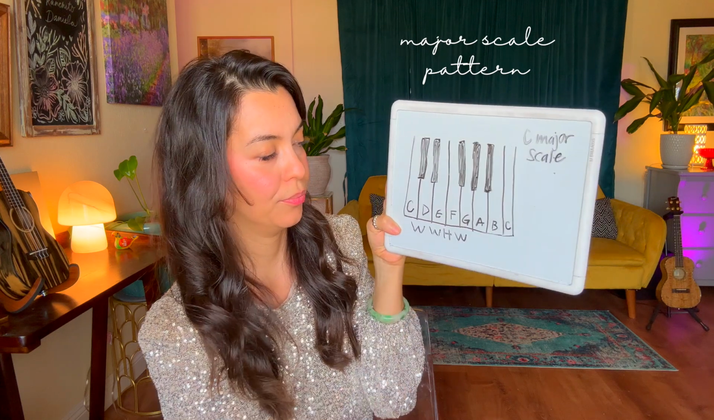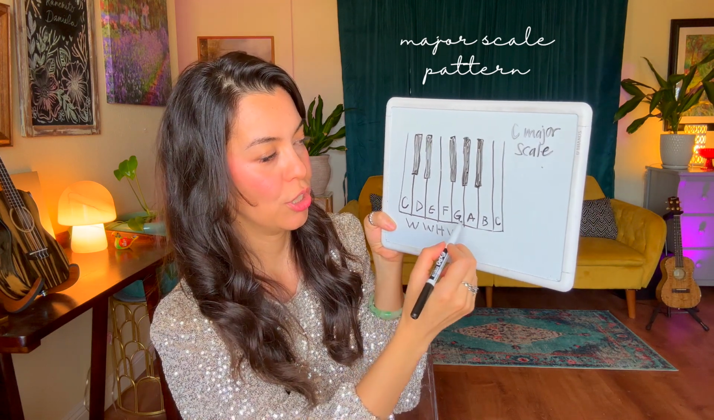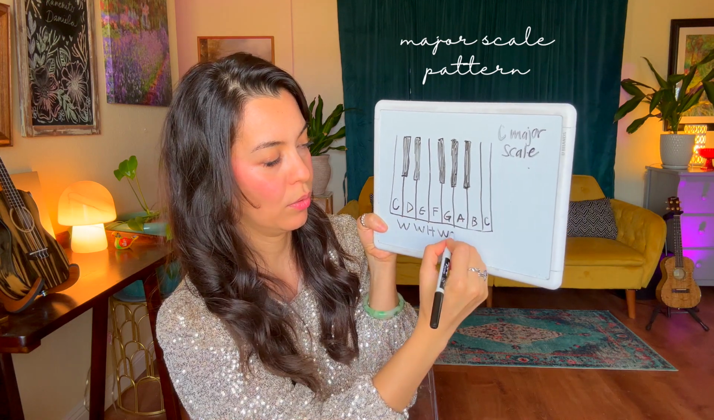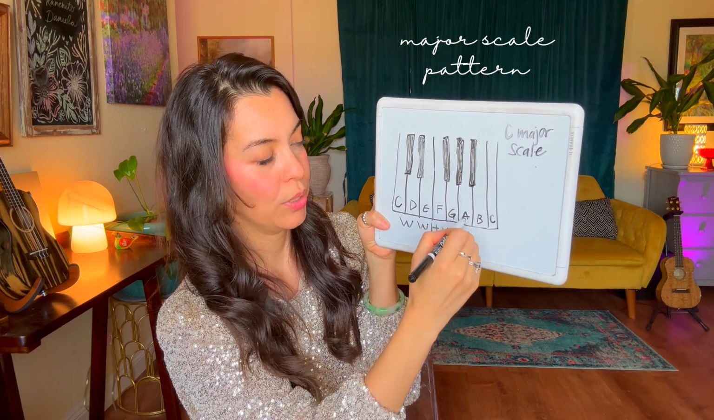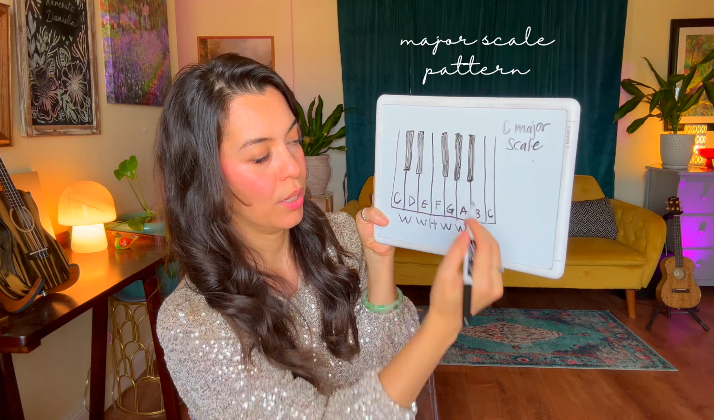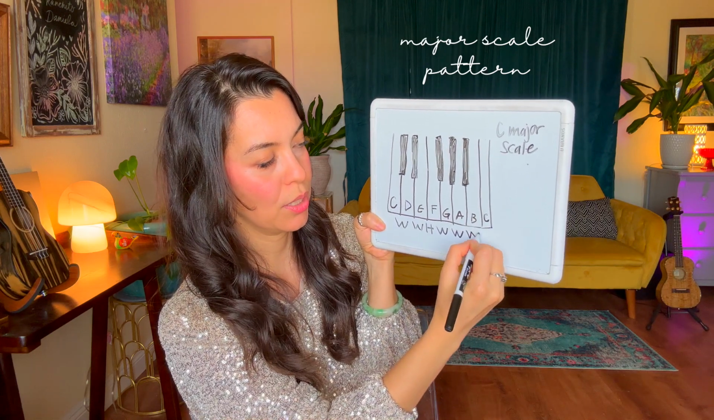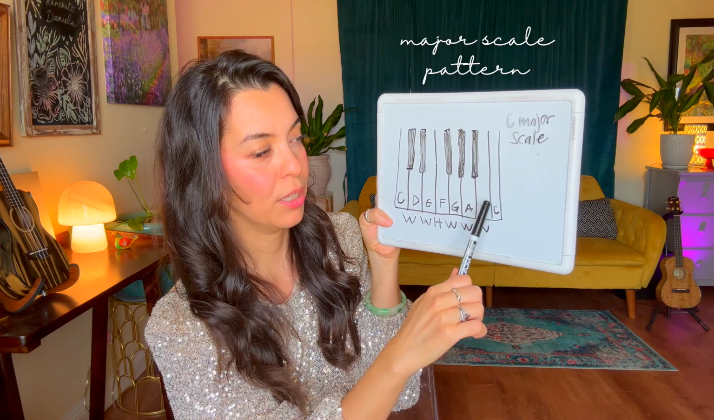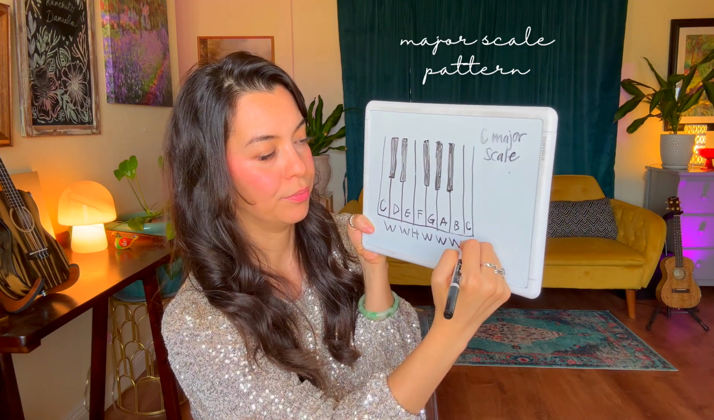Whole step. And then G to A, well, we have 2 half steps. 2 halves equal 1 whole. Between A to B, we have a whole step because we have 2 keys. And to finish the scale, what do we have? From B to C, half.